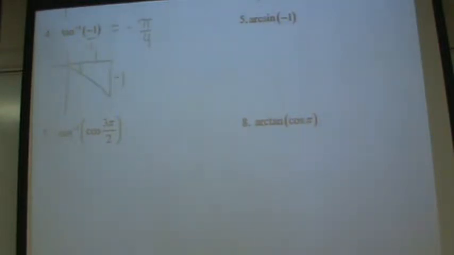Wait, so sine and tangent are in one? Sine and tangent are in 1 and 4. Cosine is in 1 and 2. Sine and tangent, 1 and 4, cosine, 1 and 2.